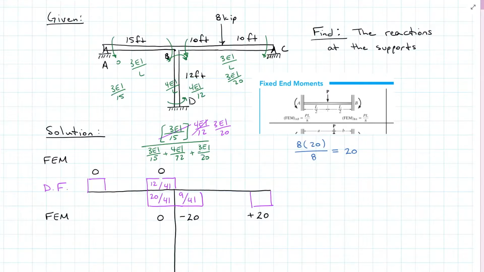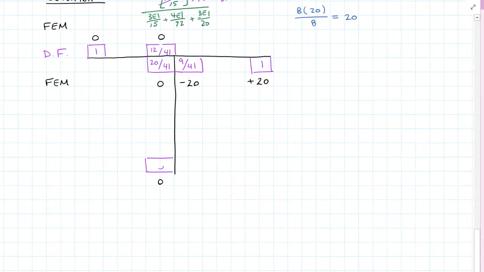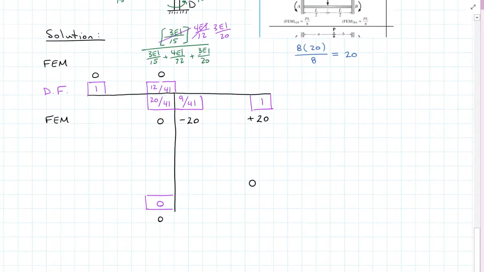A and C are pins, so there's going to be 100% distribution. So those get 1s. They all need to go away from the pins. Pins cannot carry a moment load. D, however, can. So it gets 0 distribution. It'll take on everything. So I have my fixed end moments and my distribution factors.